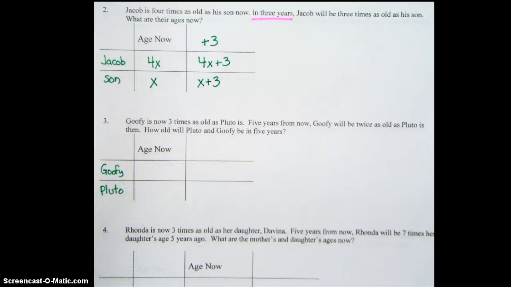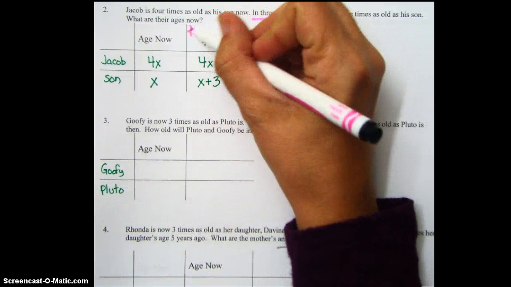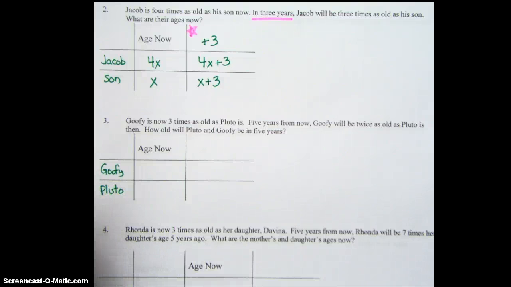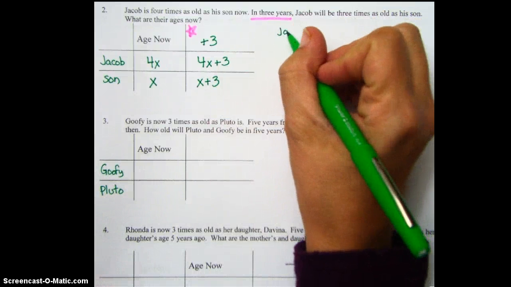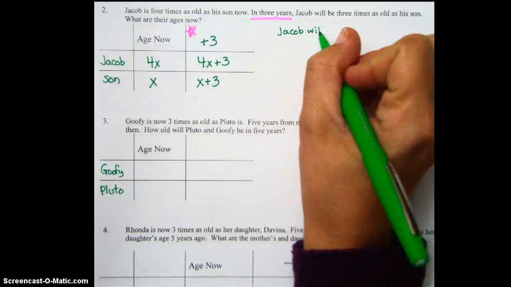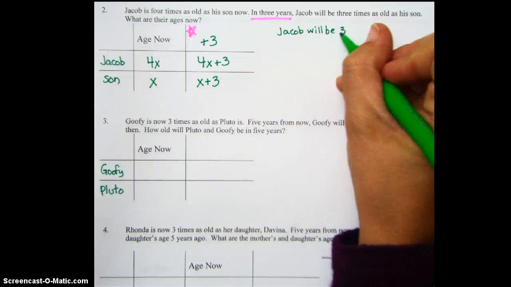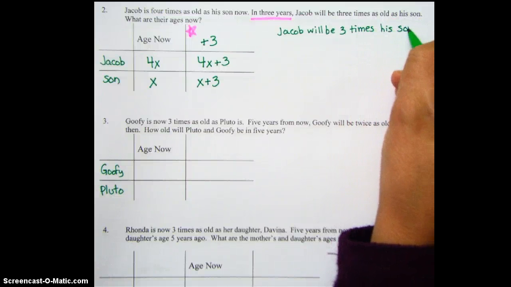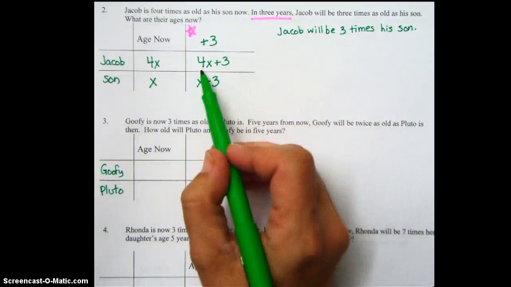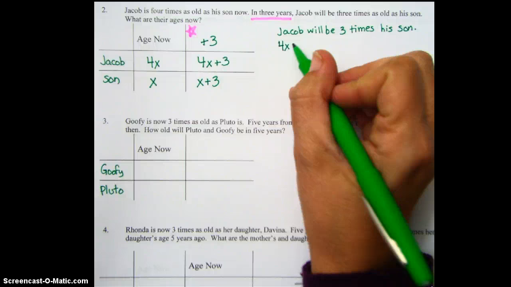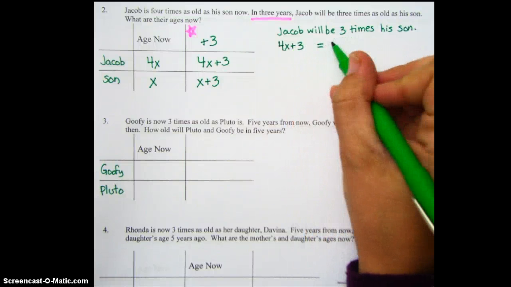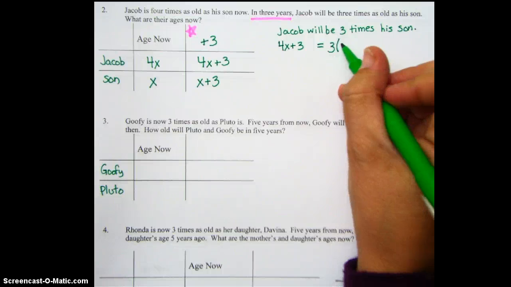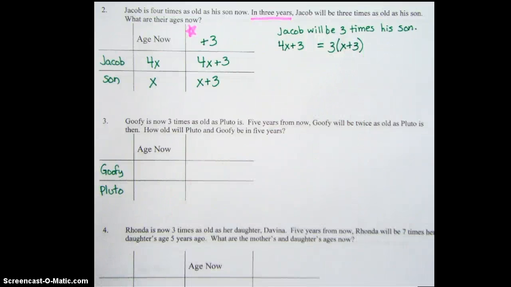The in 3 years also indicates that we're going to be using this column in order to set up our equation. So it says Jacob will be 3 times his son. So using this column, Jacob is 4x plus 3. Will be is your equals. 3 times makes you open parentheses, and his son is x plus 3. Once you get those parts, solving the equation should be pretty straightforward.